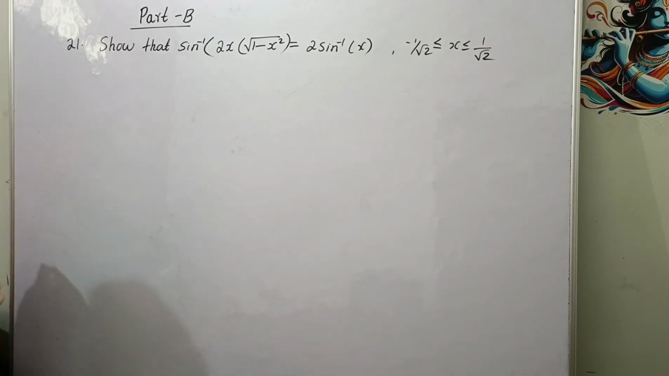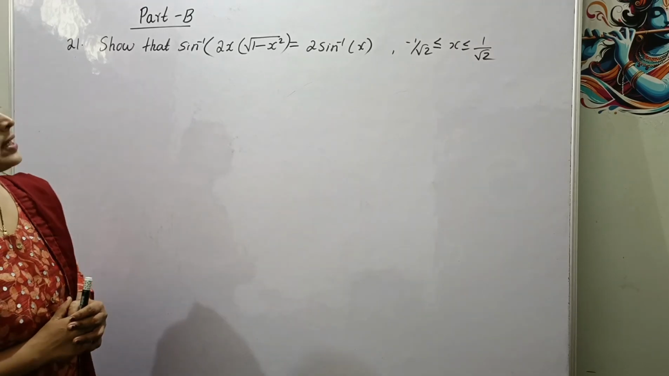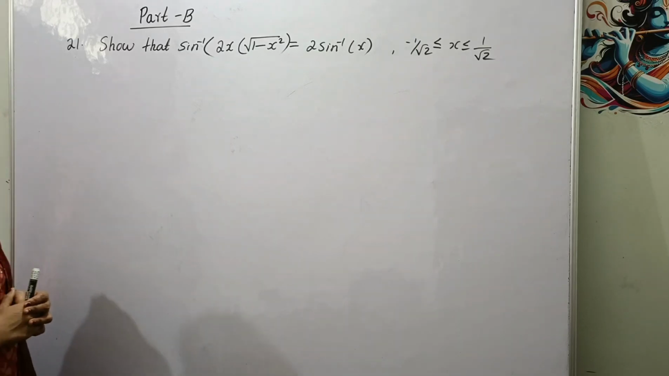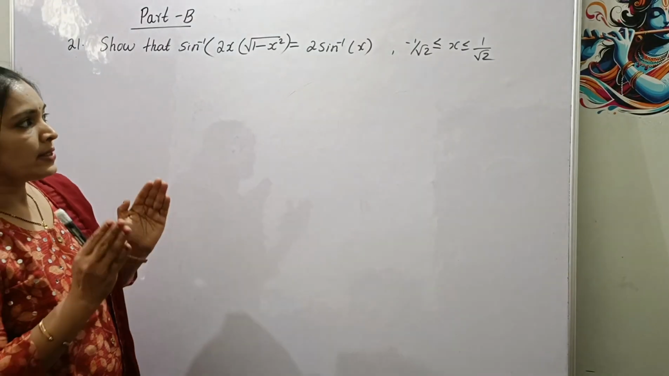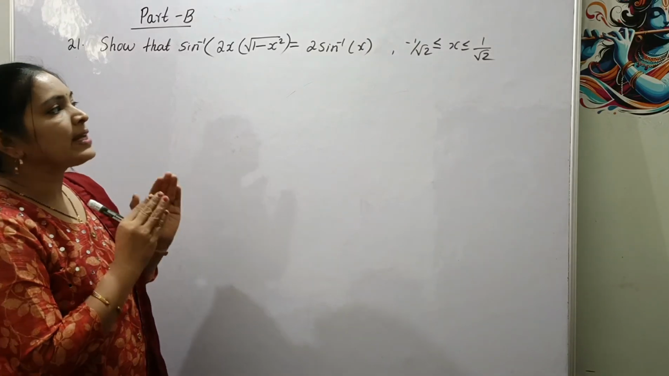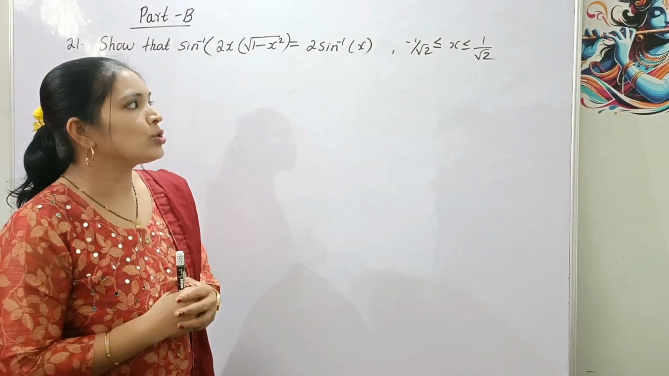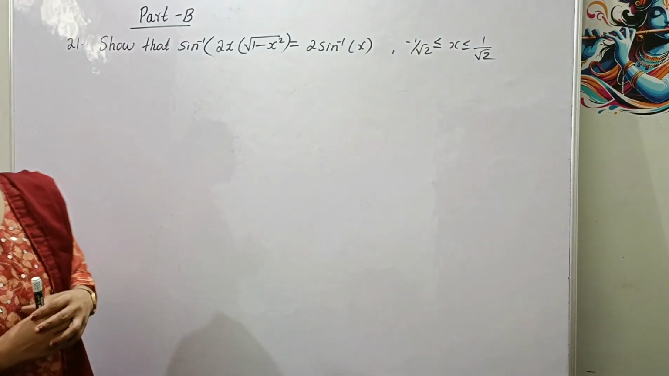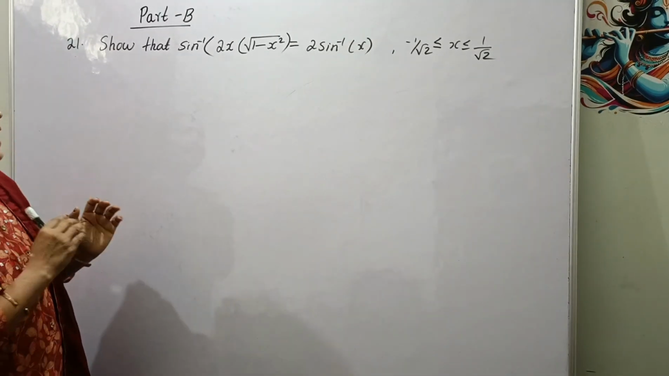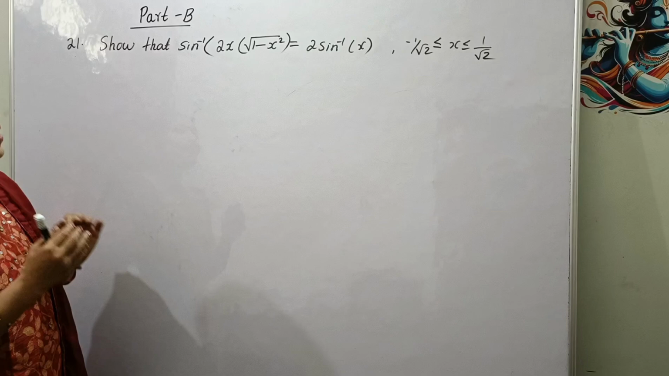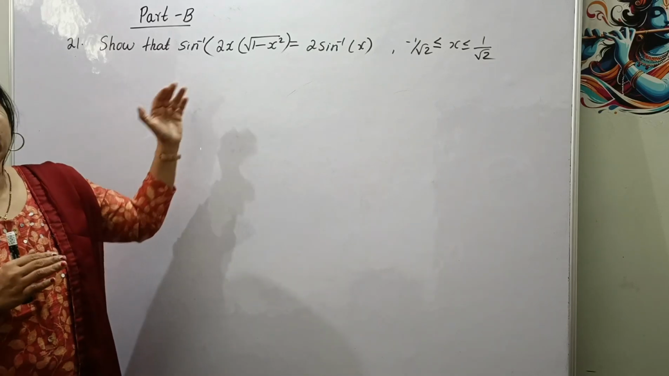Okay. So 21st question, show that sine inverse of 2x root 1 minus x square is equal to 2 into sine inverse x. Range of x: minus 1 by root 2 less than or equal to x less than or equal to 1 by root 2. Okay. So here look at the LHS, sine inverse of 2x root of 1 minus x square. We have to derive it, right?